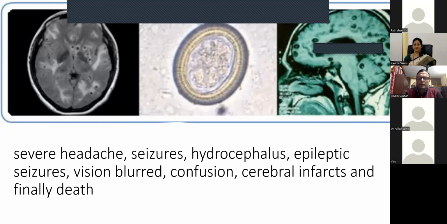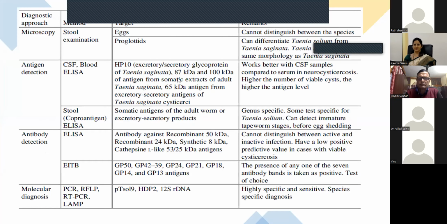So to come to the definitive diagnosis of NCC, at least one major and two minor criteria should be fulfilled, right? Other than microscopic detection, biopsy or histopathology detection, antigen and antibodies also play a very important role, and they have higher sensitivity and specificity, and there is no cross reaction with the other intestinal helminthic infections. Other than that, I wanted to highlight the LAMP assay, which is quite useful and increasingly useful nowadays.